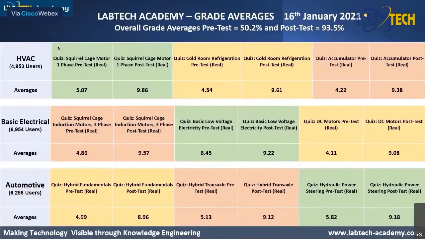So that's just over here. I've got accumulator pre-test 4.22, so 42.2%. Then after they've been through the study material, 93.8%, 9.38. So the average time that people are spending on each topic is around 3.5 hours. If I look at automotive and I do hybrid transaxle, 5.13 pre-test, post-test 9.12.